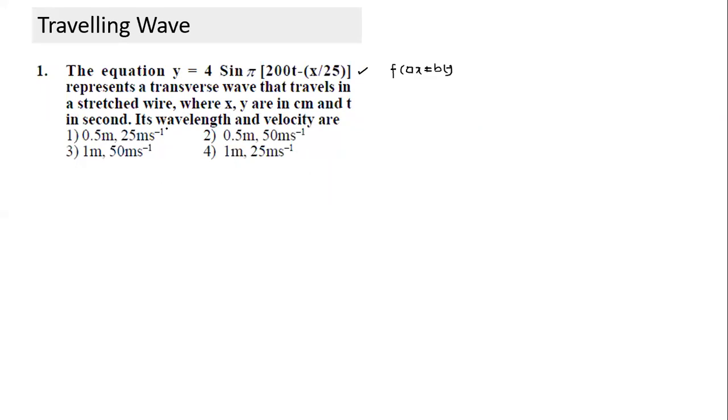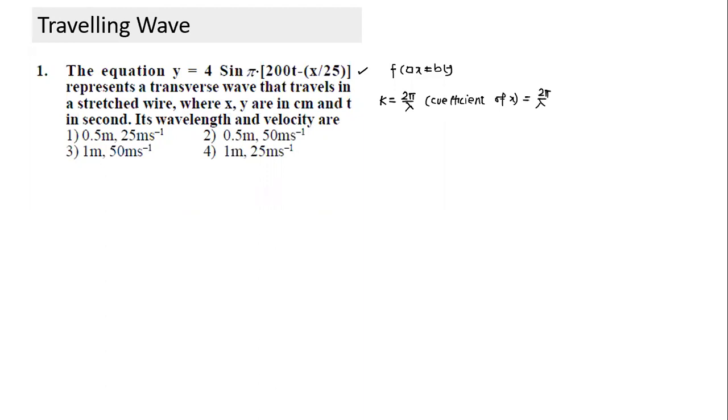We'll come to wavelength a little later. Well, can we find the velocity? I think I mentioned last time that k is equal to 2 pi by lambda. What is k here? k is the coefficient of x. The coefficient of x is called k, which is equal to 2 pi by lambda.